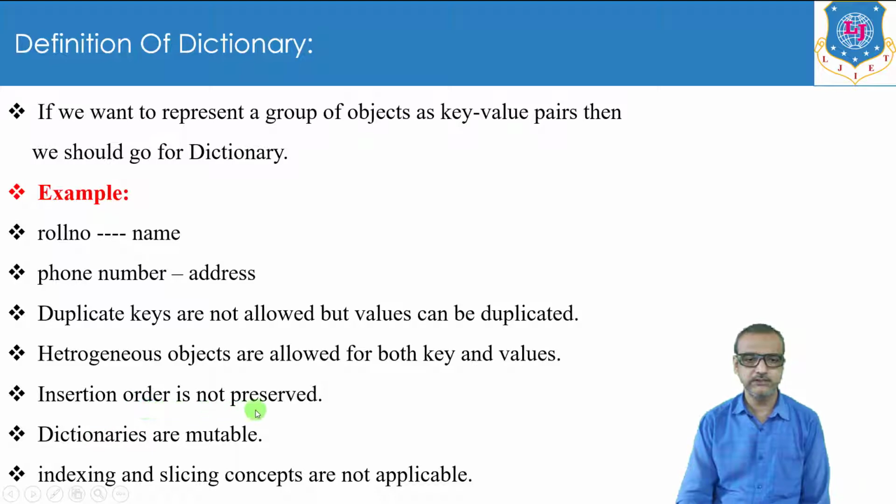Insertion order is not preserved. See, in case of list, insertion order is preserved. If you first write down element Amit and then after Sumit, and you run the output, you will have first Amit and then after Sumit. This is called insertion order. So insertion order is preserved in case of list, whereas insertion order is not preserved in case of dictionary. Dictionaries are mutable. It means we can change the content of dictionaries. Indexing and slicing concepts are not applicable in dictionary.